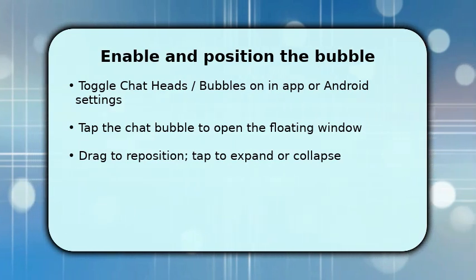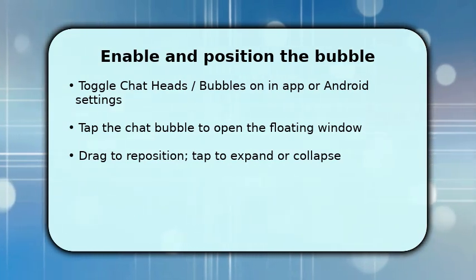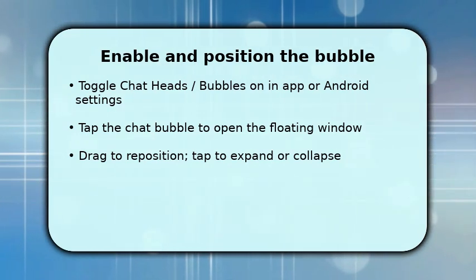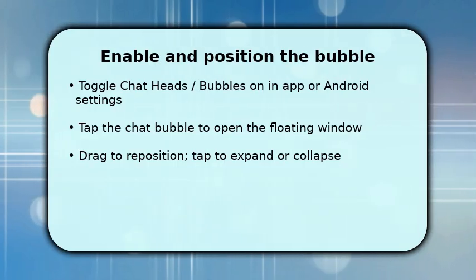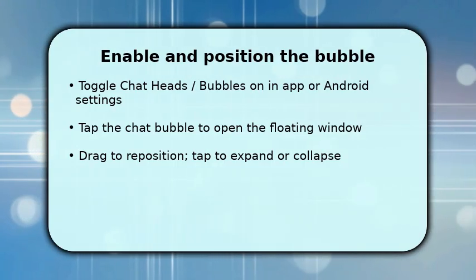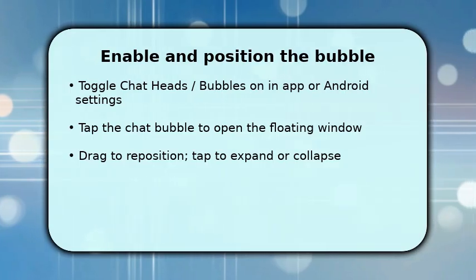Open Messenger settings or your phone's app info and toggle chat heads or bubbles on. Once enabled, tap the chat bubble that appears on screen to open the floating window. You'll see the small, movable chat surface.